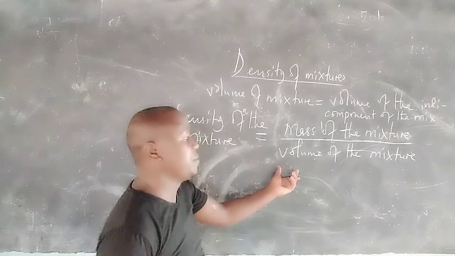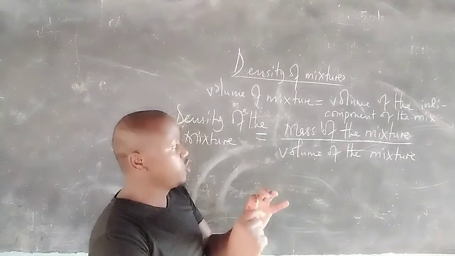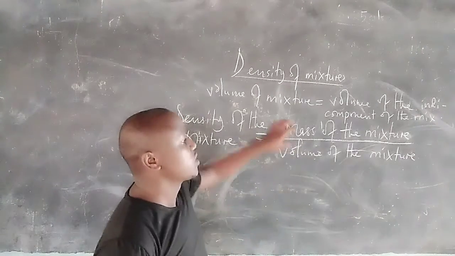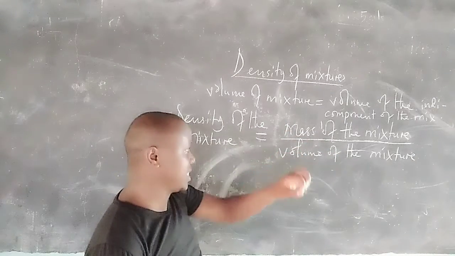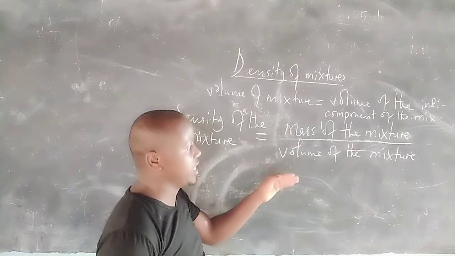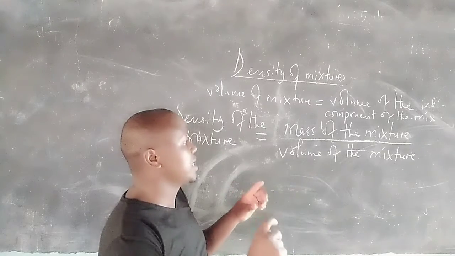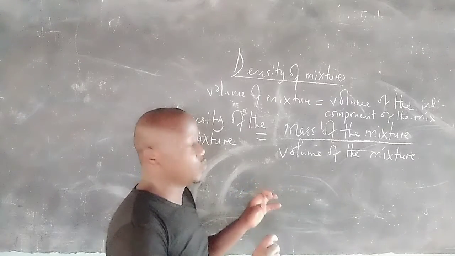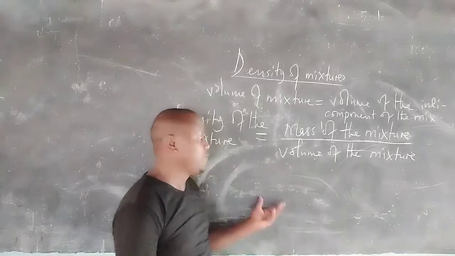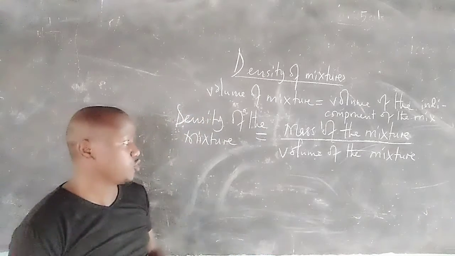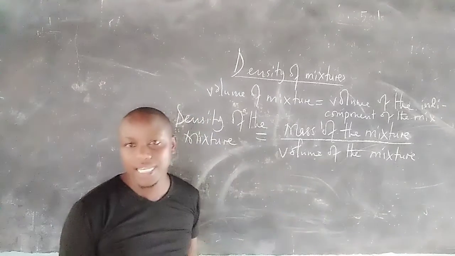The volume of the mixture will be the volume of the individual components of the mixture. Mass of the mixture will still be the same. If you are combining 40 grams of water, 50 grams of mercury, then the mixture will have a mass of 40 and 50, totaling to 90 grams. Therefore, we can just take an example so that you may see how density of mixtures is calculated.